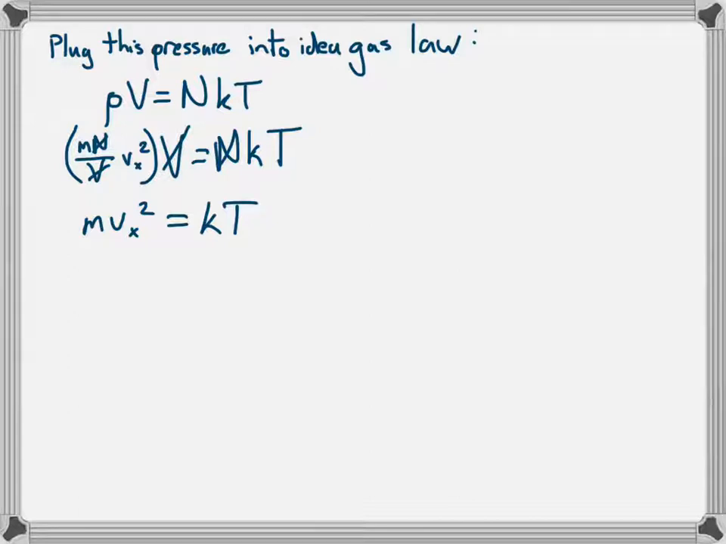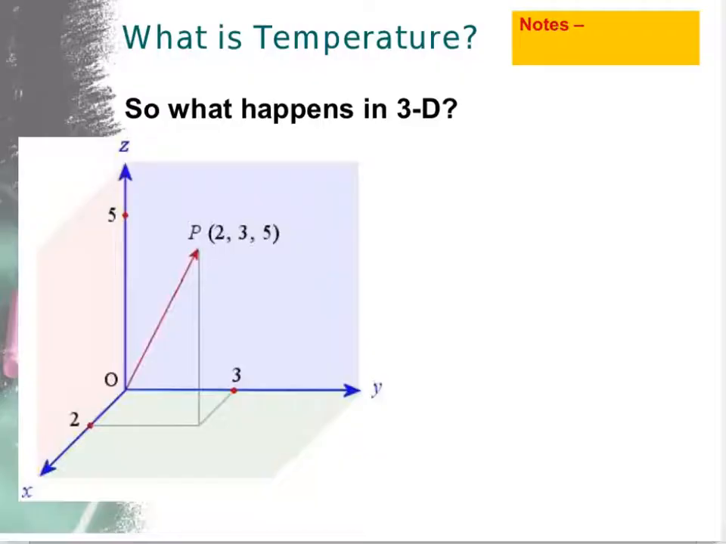Well, maybe you recognize this expression, m times vx squared. Maybe you would recognize it more if we put a 1/2 in front of it. But I've only given you the collisions that happen in one dimension. We have a three-dimensional box here.